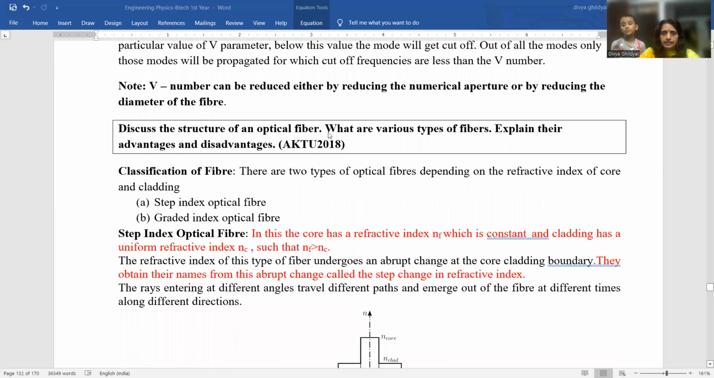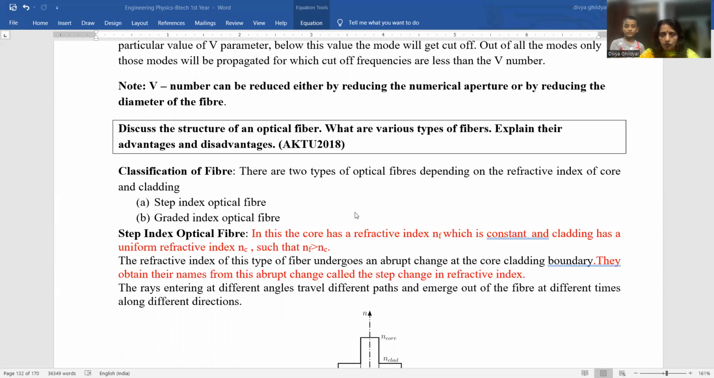So discuss the structure of an optical fiber. What are the various types of optical fiber? Explain their advantages and disadvantages. Very favorite question of your AKTU exam. You have to learn this. It can be a 10-mark question also in your exam.